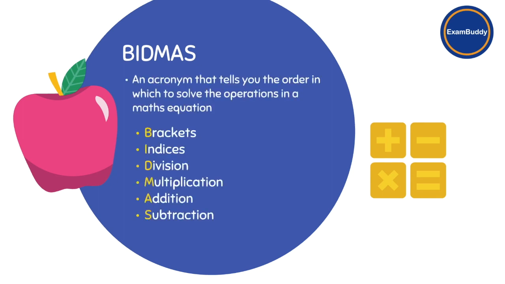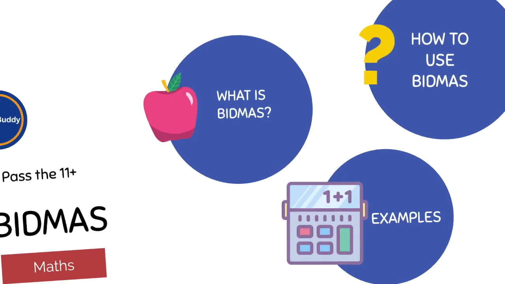So, BIDMAS stands for B for brackets, I for indices, D for division, M for multiplication, A for addition, and S for subtraction. So let's take a closer look and see how it's used.